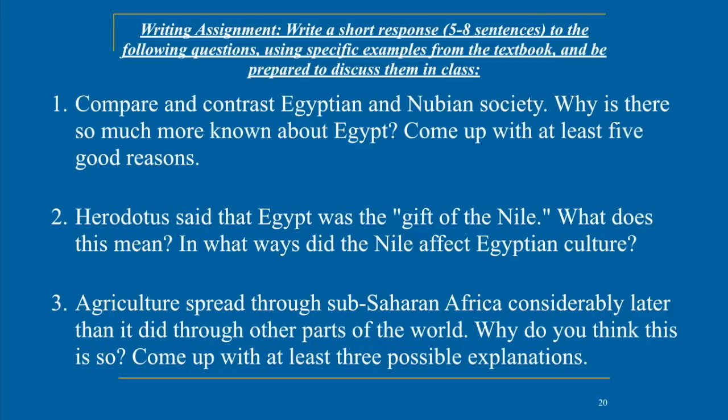Number two, Herodotus said that Egypt was the gift of the Nile. What does this mean? In what ways did the Nile affect Egyptian culture? Would Egypt have existed without the Nile? That's something to really think about.